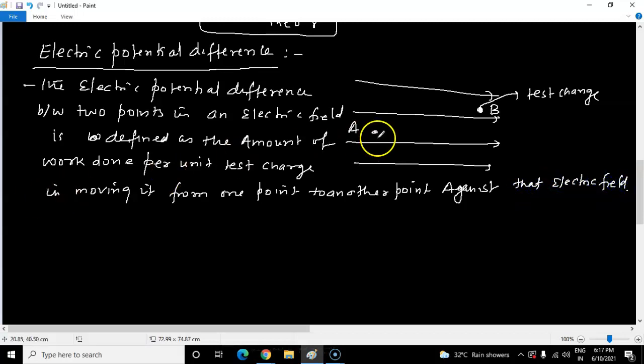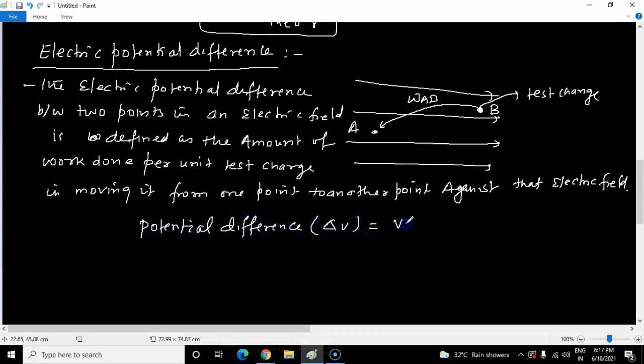So consider here two points, A and B, in the electric field due to the point charge plus Q. Okay, and work done is what we are bringing from B to A, that is work done from A to B. So potential difference, that is delta V, we can define as VB minus VA, which is the work done between A and B, that is W of AB by Q naught.